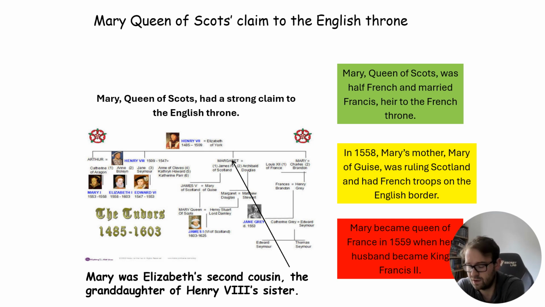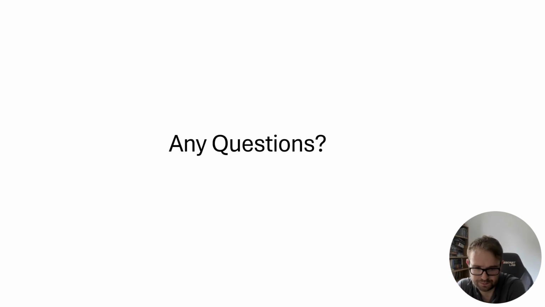Mary actually becomes Queen of France for a little while, but then her husband dies. But again, significant threat because whilst there is a Catholic alternative, Elizabeth's position can be challenged. And again, we know that from the plot.